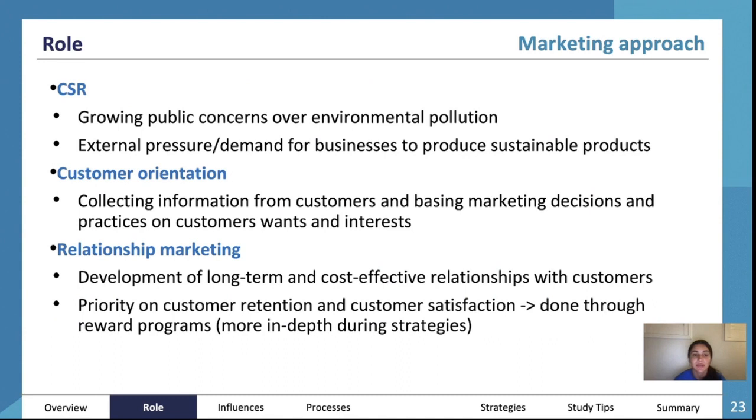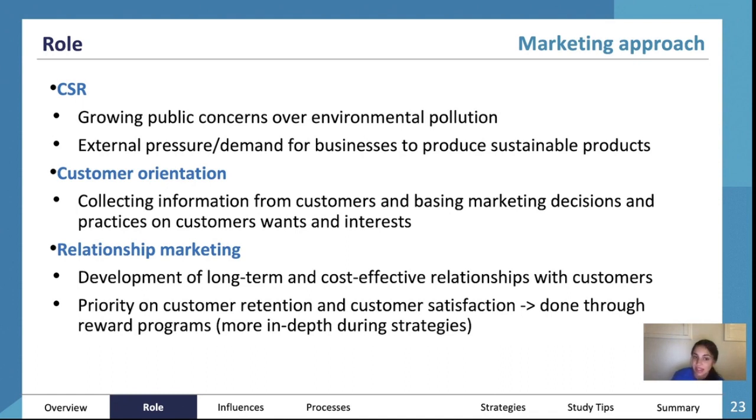So the marketing approach has a very big focus on corporate social responsibility, which is the growing public concerns over environmental pollution. And it looks at the external pressure and demand for businesses to produce sustainable products. So that's when you think about brands that don't animal test, for example. With beauty, if you look at brands like Lush, that is an example of how they are putting first the needs and wants of customers who really care about sustainability and the environment. And if that was your need or want, you're more likely to shop and support Lush than a brand like Mecca that might animal test, for example.